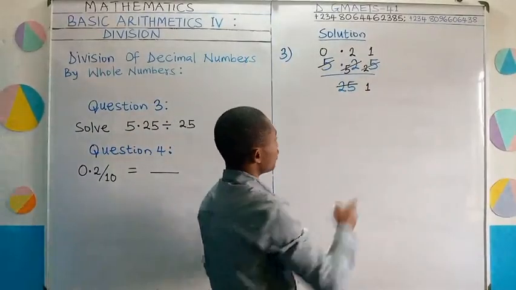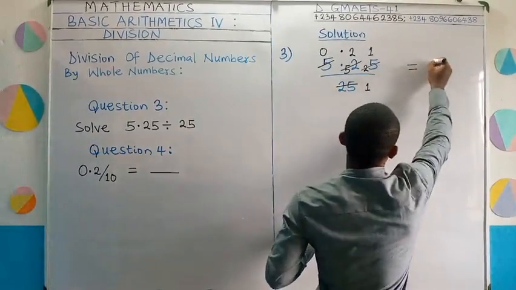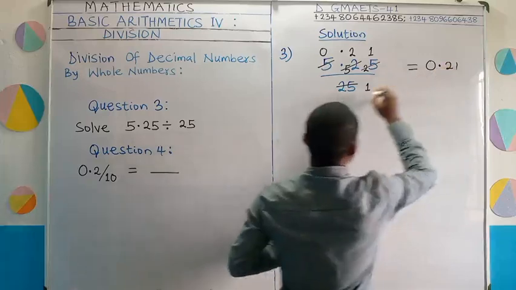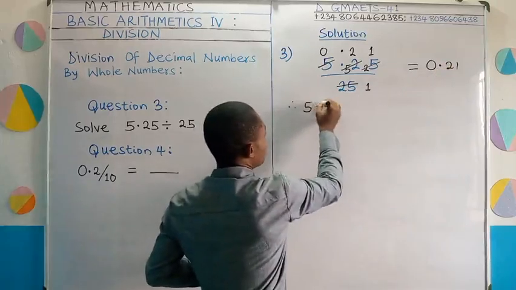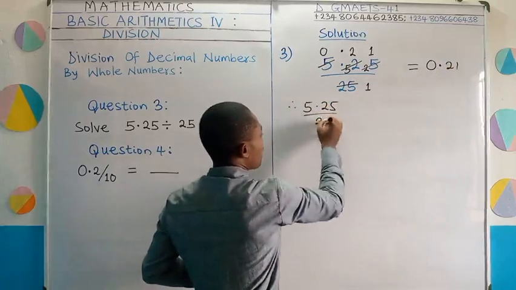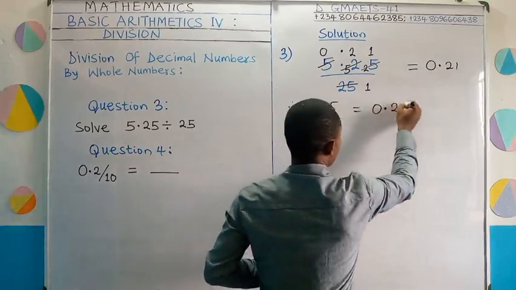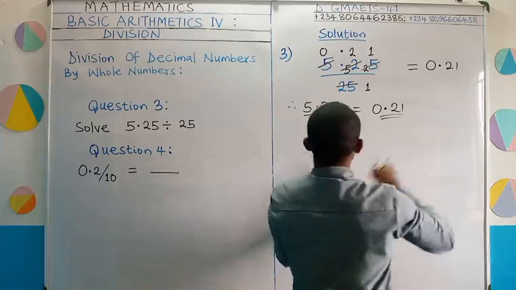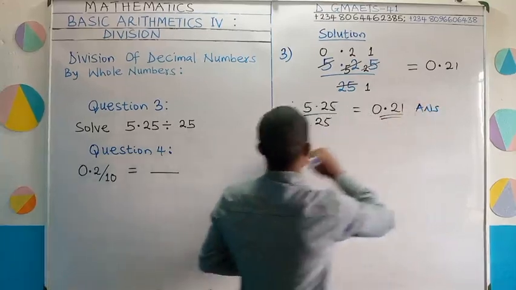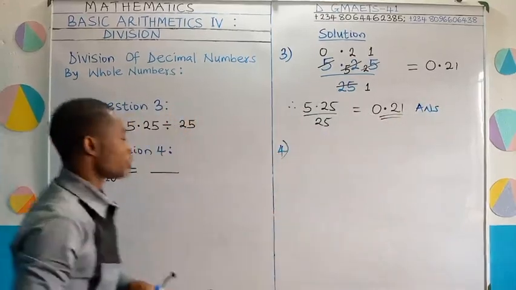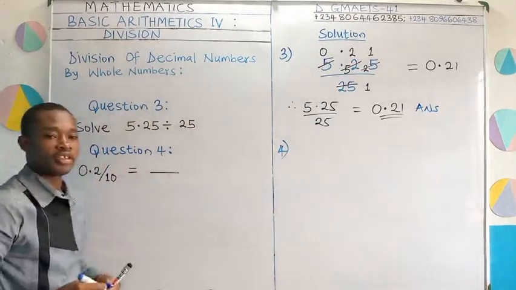5.25 divided by 25, our answer is 0.21 here. I can conclude 5.25 divided by 25 equals 0.21. Let's move on straight to the solution to number 4. In question number 4, we have 0.2 divided by 10.